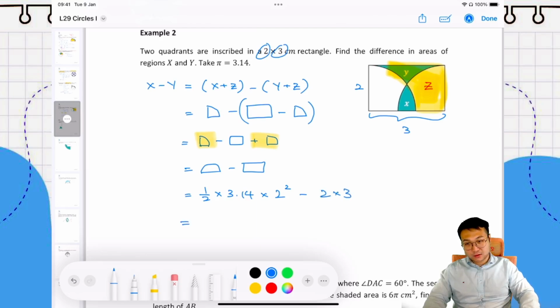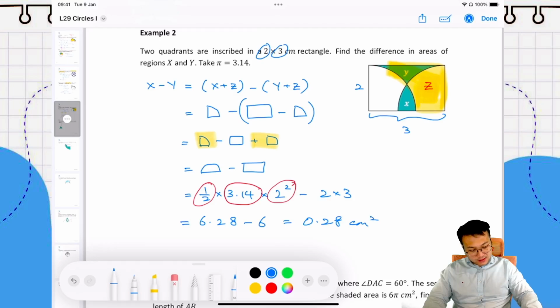So if you type this into your calculator, actually, this is 4 times half. 4 times half is 2. You don't even need a calculator for this. What do you get? 2 times 3.14, what do you get? 6.28. Minus 6 equals? 0.28. And you got the answer. Well done. Thank you, Jingming.